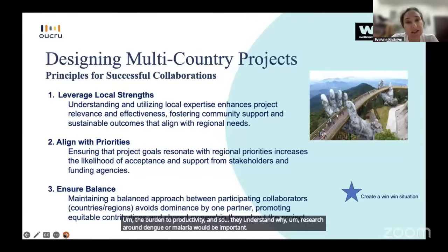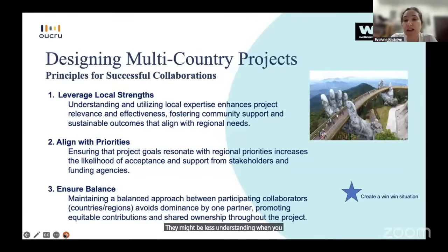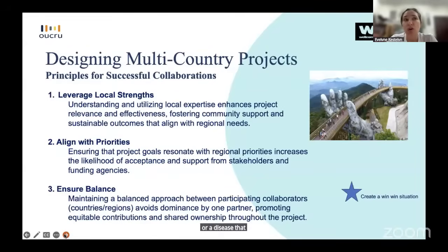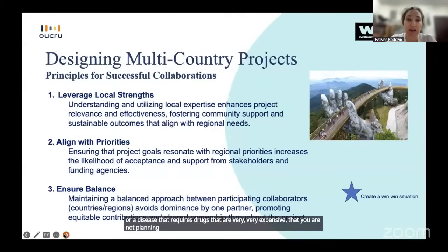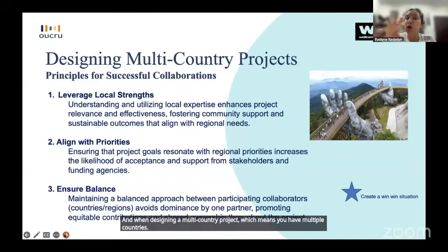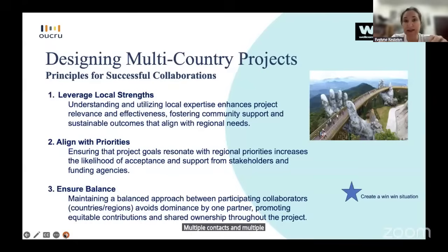They might be less understanding when you talk about a disease that is maybe more prevalent in high-income countries, or a very rare disease, or a disease that requires drugs that are very, very expensive that you are not planning to make available to the local populations. So aligning with priorities is important. And when designing a multi-country project, which means you have multiple countries, multiple contexts, and multiple priorities, it's really important to think about that at the designing stage.